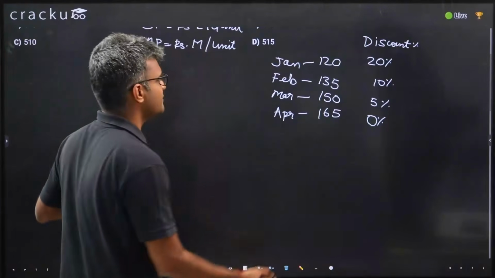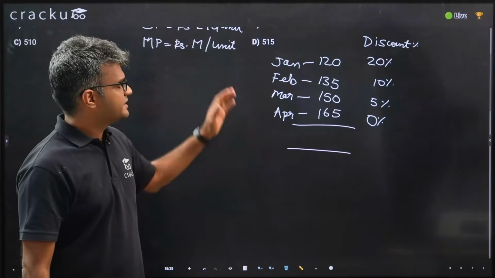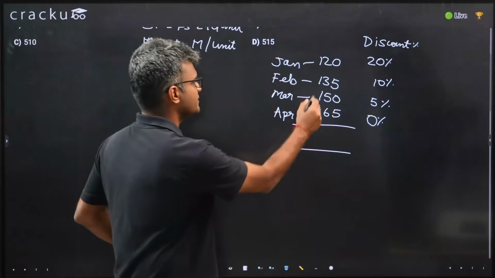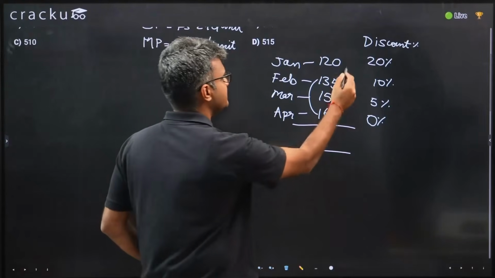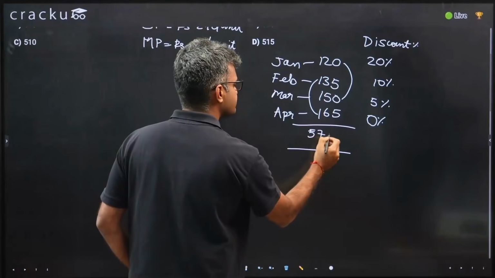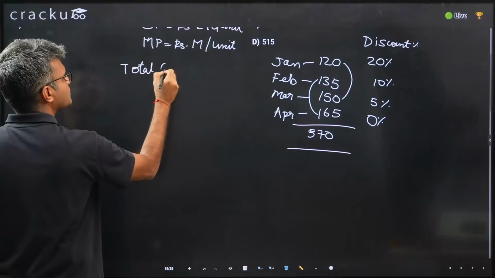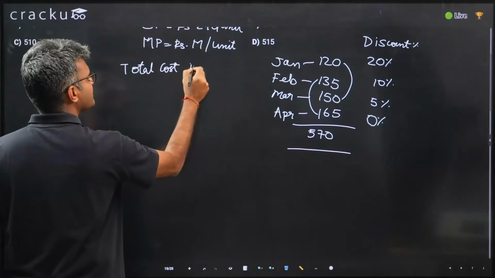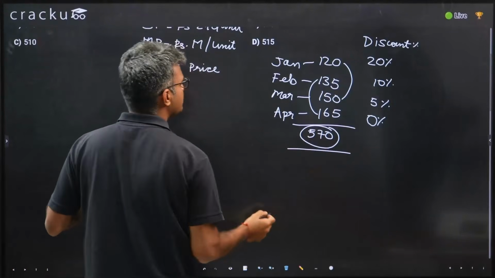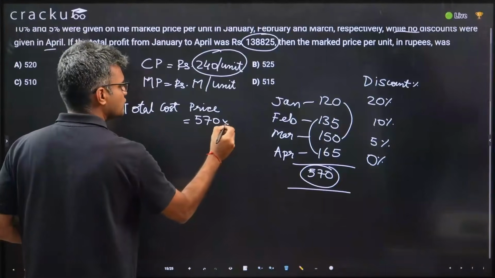So first thing is we can calculate the total number of units sold. The total number of units sold in the 4 months is 120 plus 135 plus 150 plus 165. If you add these two, it is 300. Plus you add these two, it is 270. This will be 570. So what is the total cost price? We can calculate it easily because we know that 570 units are sold and each unit costs 240. So this is 570 into 240.